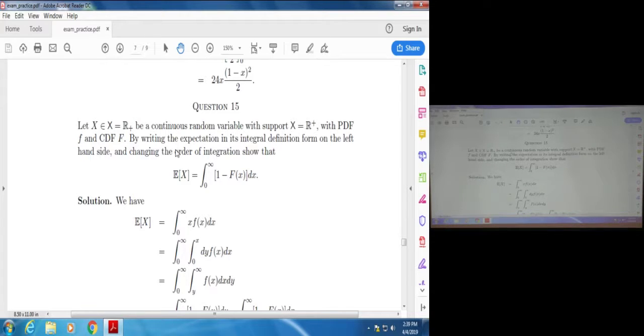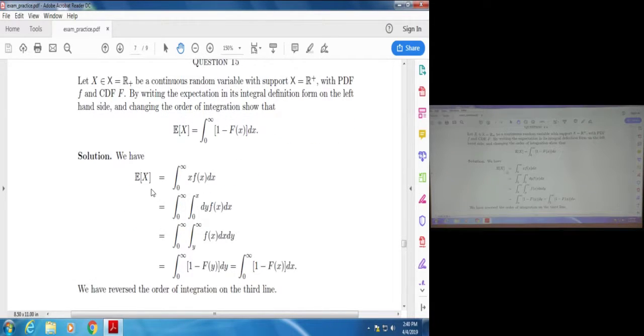Okay, so now we write the expectation in its integral form on the left-hand side, and by changing the order of integration show that this is the case. It's not so obvious why this is the case. It's actually a very nice result. Okay, let me show you how to do this. So the expectation of X, by definition, is the integral between 0 and infinity, because we have this information, of x times f of x dx.